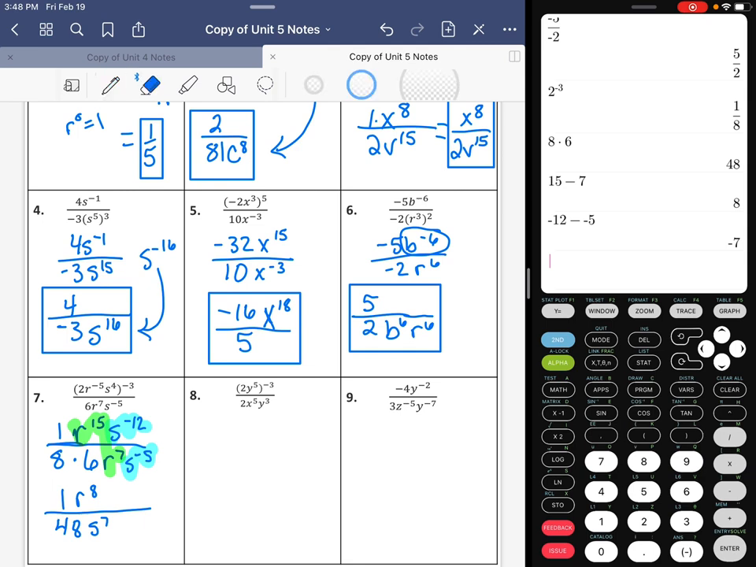So the only thing here that I don't need, you guessed it, this 1. So I'm going to rewrite this as r to the 8th, because 1 times r to the 8th is just r to the 8th, over 48 s to the 7th.